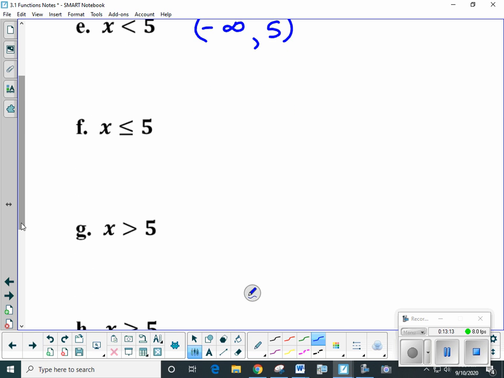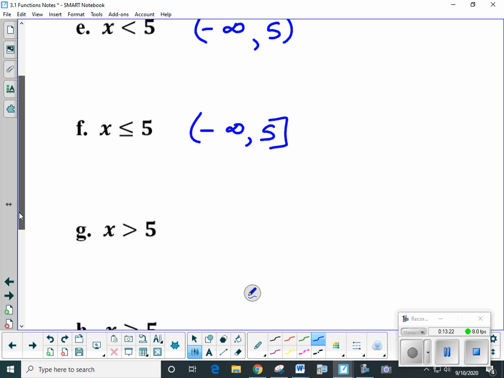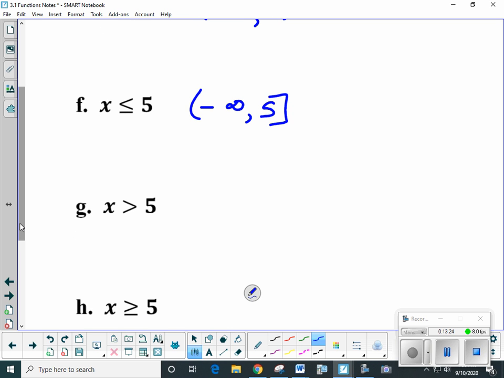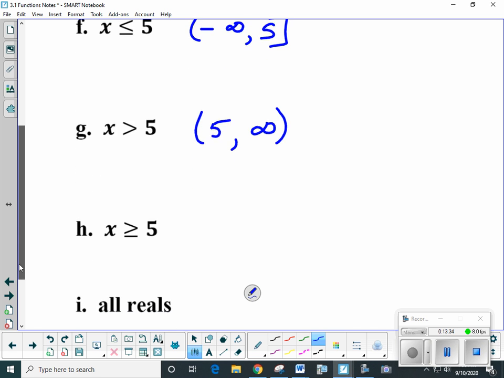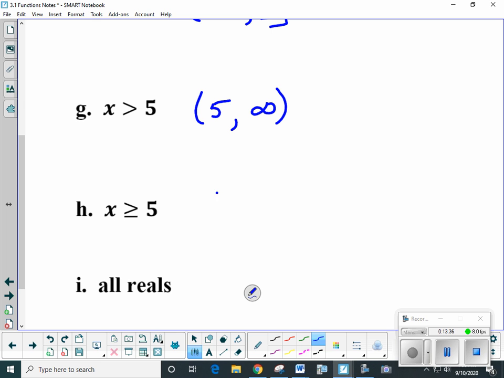For F, it's going to be almost identical to E with one exception. I'm going to have a parenthesis on negative infinity, and then I'm going to put a bracket on the 5. For G, I'm going to have a parenthesis on the 5, and I'm going to positive infinity because I'm greater than 5. And then for H, it's going to look very similar, except it's going to have a bracket on the 5 and a parenthesis on the right-hand side.